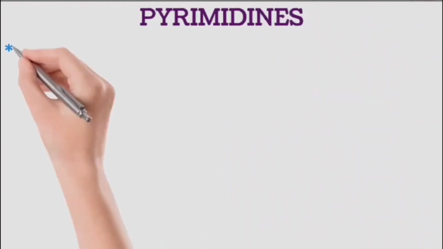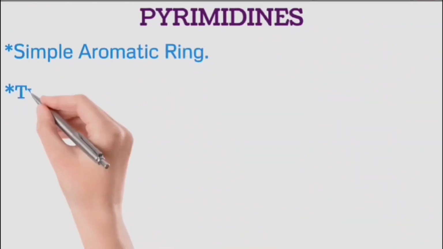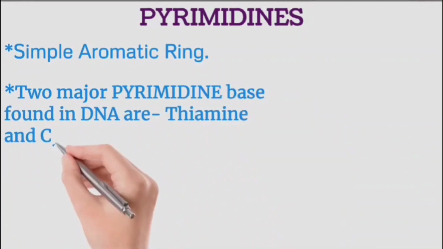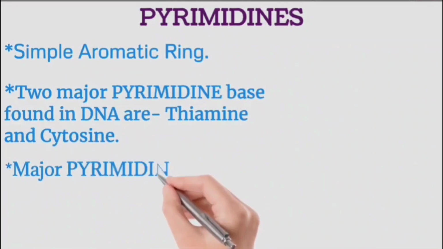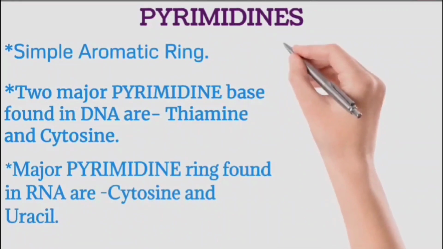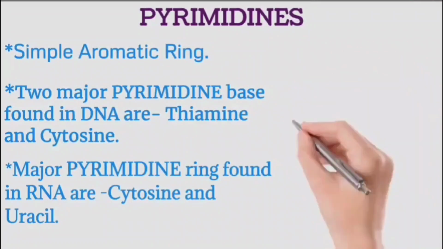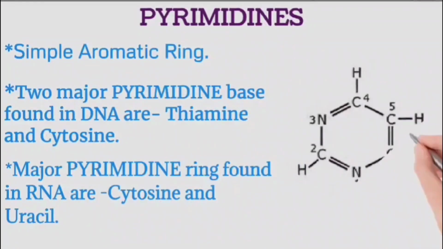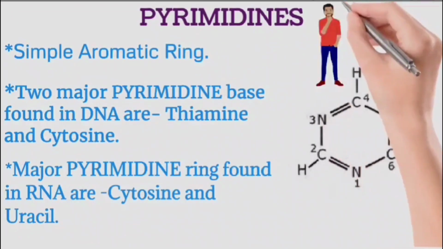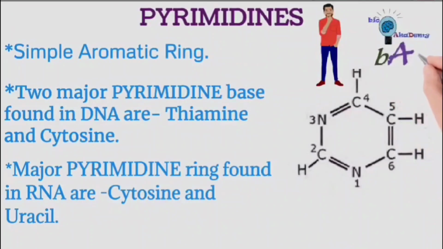Pyrimidine is a simple aromatic ring. Two major pyrimidines in DNA are thymine and cytosine, and two major pyrimidines in RNA are cytosine and uracil. In RNA, T is replaced by uracil. You can see the general structure. See the numbering as well, which will help to understand the structural name.